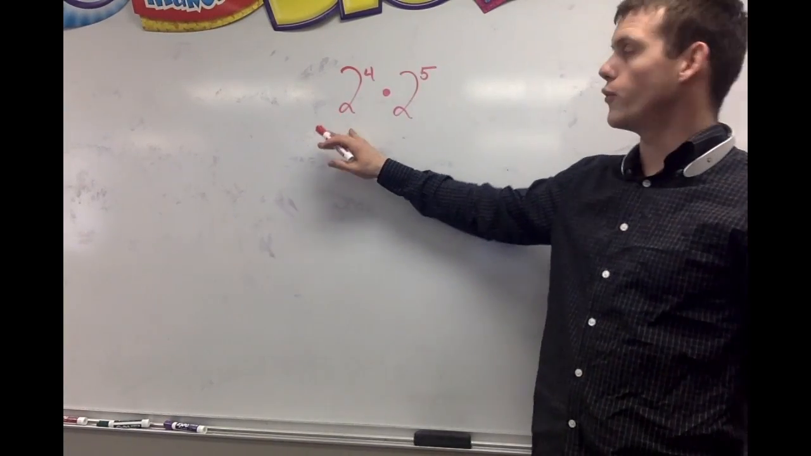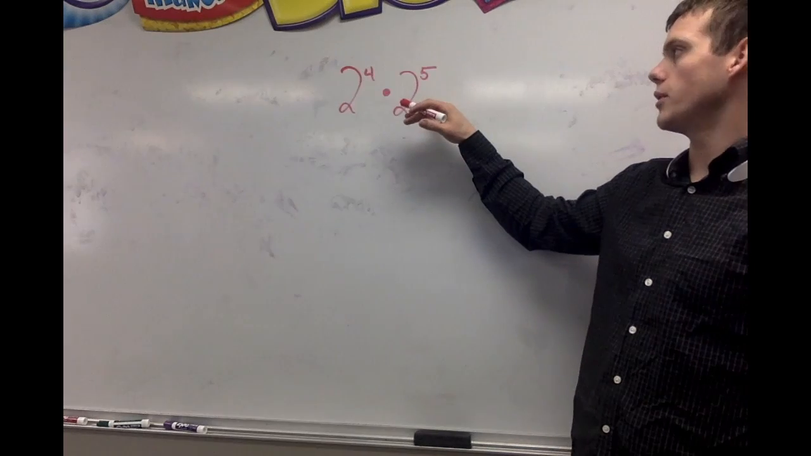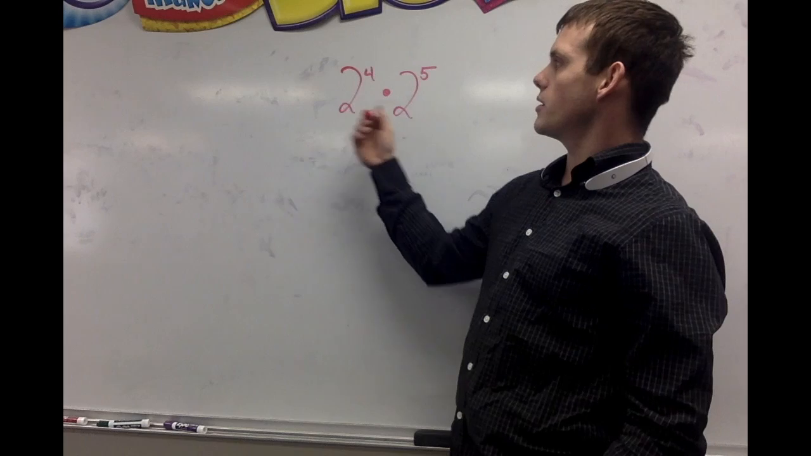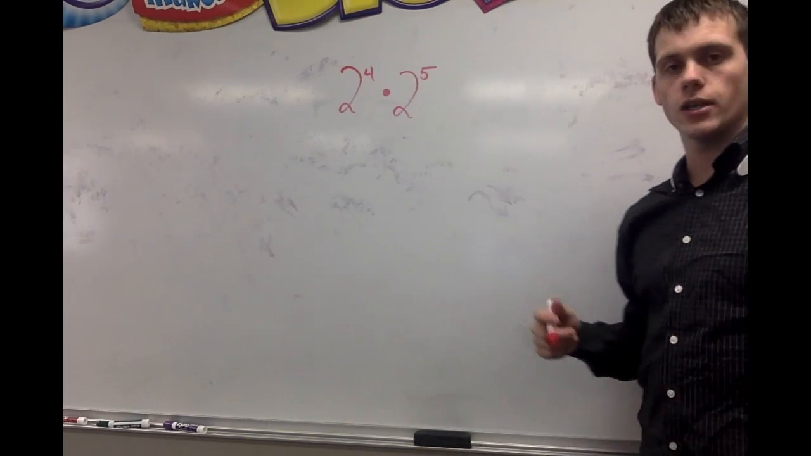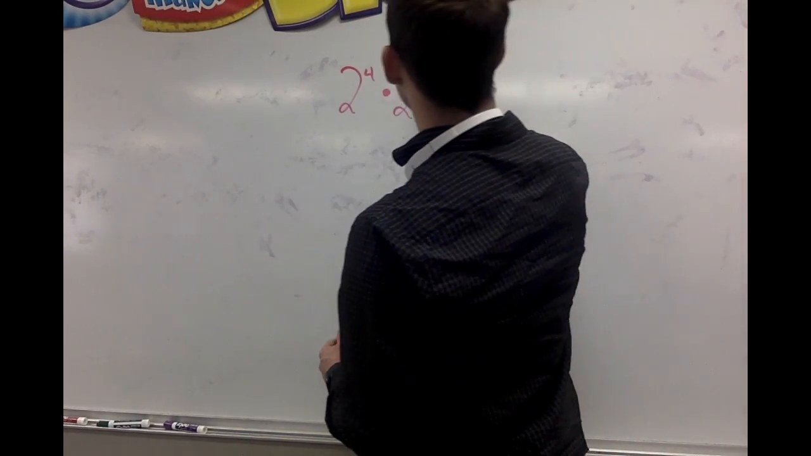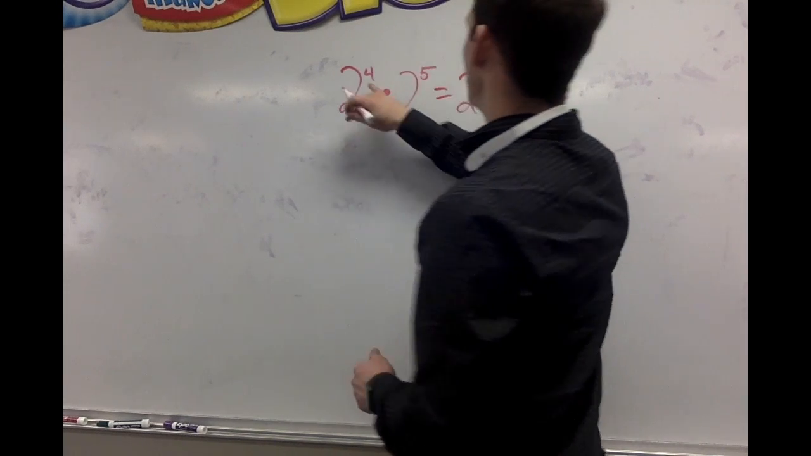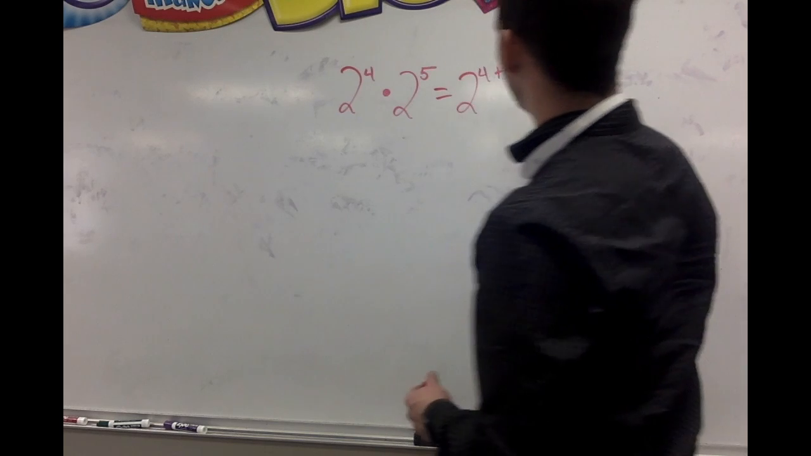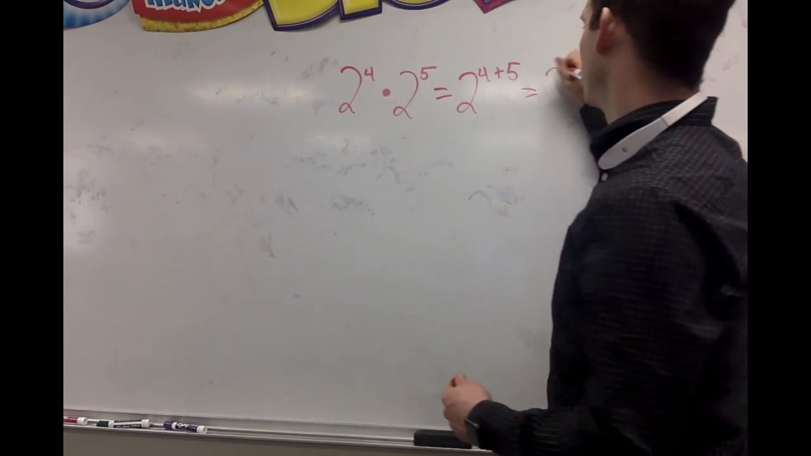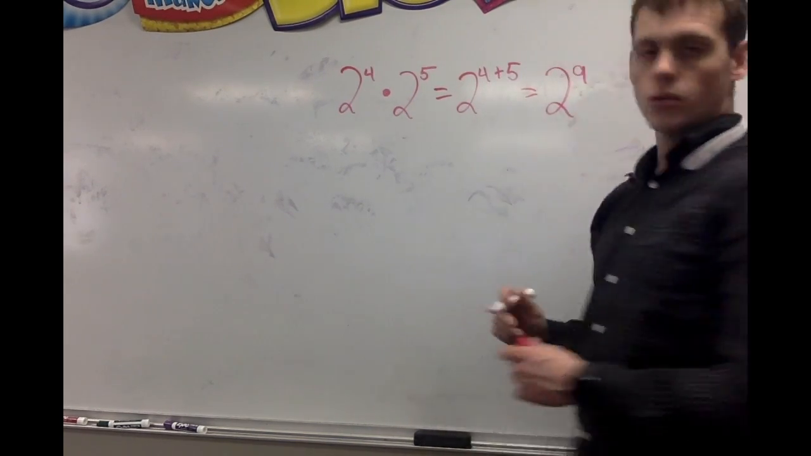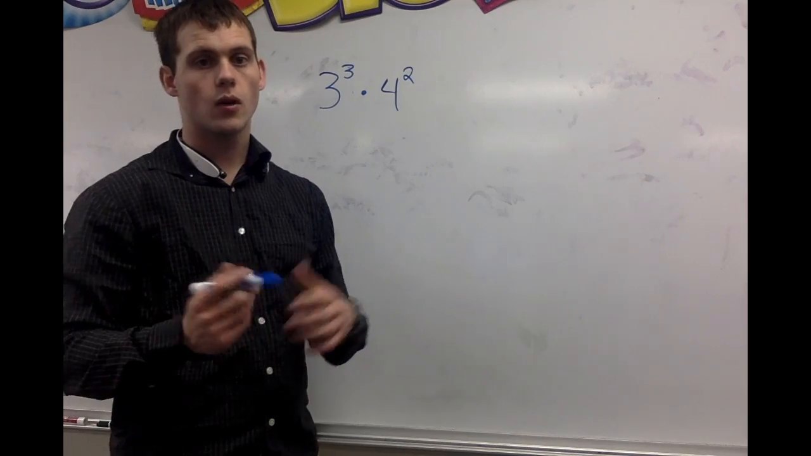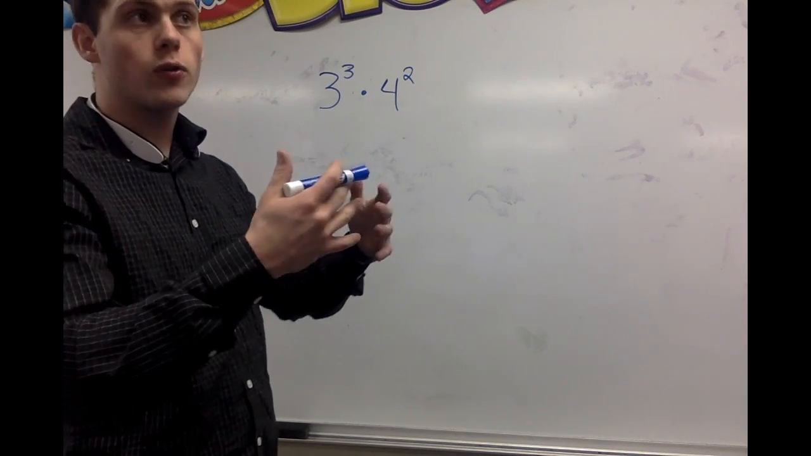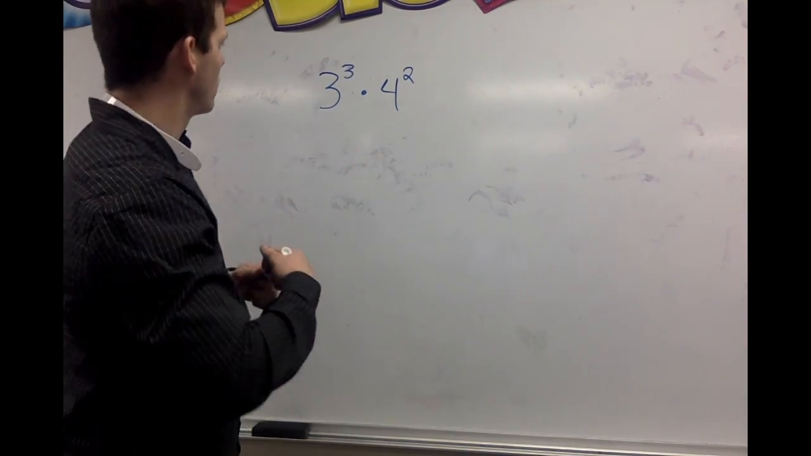Let's try another problem. Here, we have 2 to the fourth multiplied by 2 to the fifth. So that means, since they both have the same base, we add the exponents. So we get an answer of 2 to the 4 plus 5, which is then equal to 2 to the ninth.